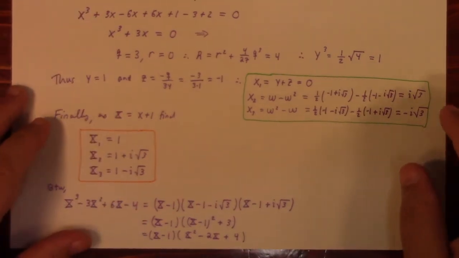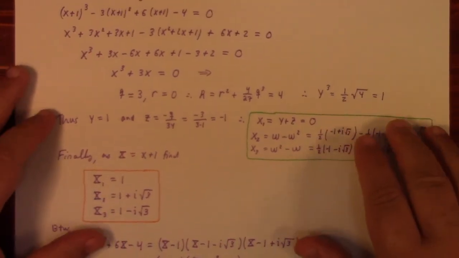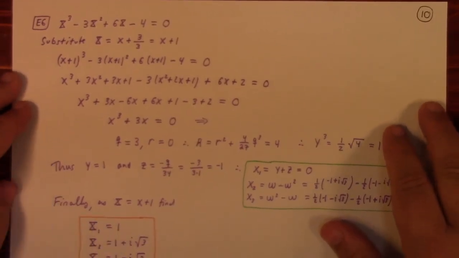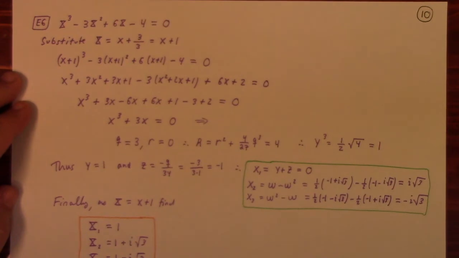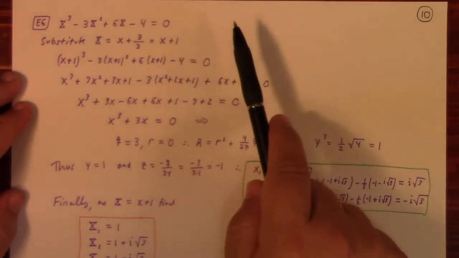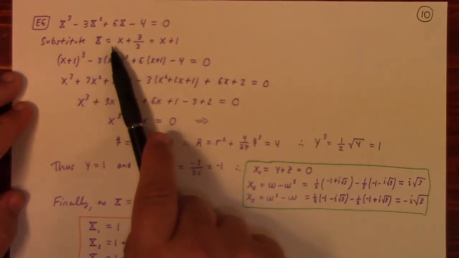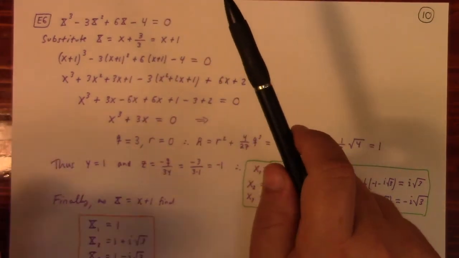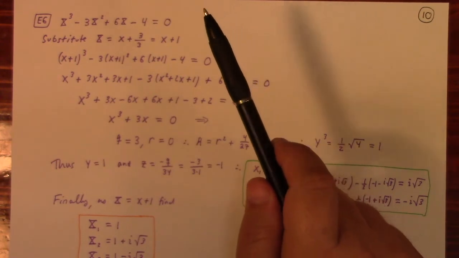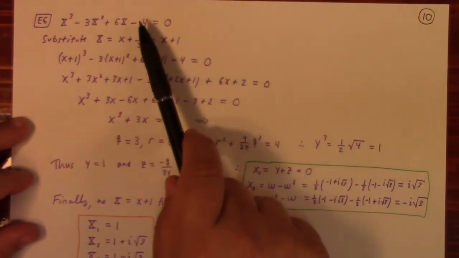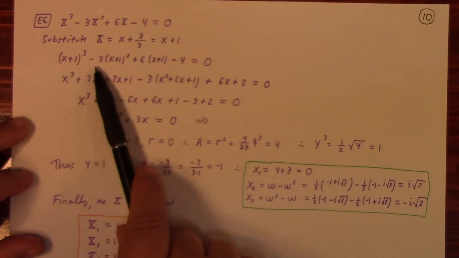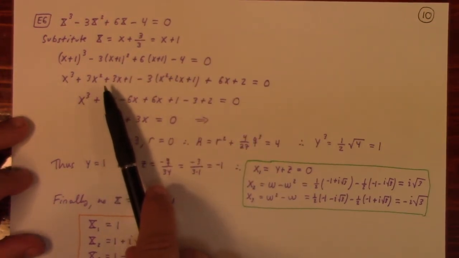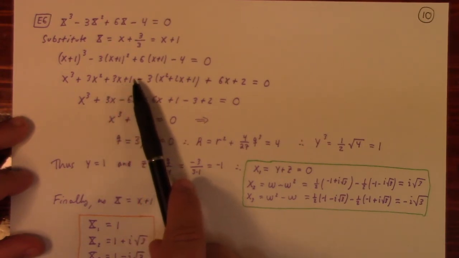Finally, I thought I should at least have one example here where I actually depress the cubic and work through it. So here's that. If I have x cubed minus 3x squared plus 6x minus 4, I substitute big X equal to little x plus 3 over 3, which in this case gives me x plus 1. Plugging in x plus 1 and working that all out, I could, of course, just fall back on my general formulas for the depression here, but I decided to just do it directly.